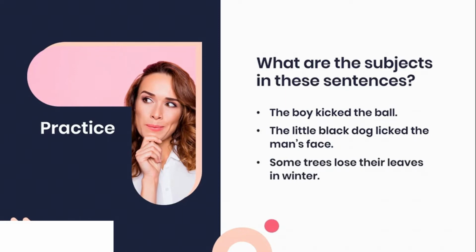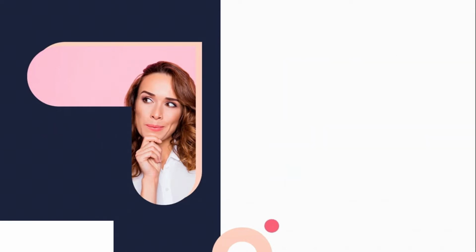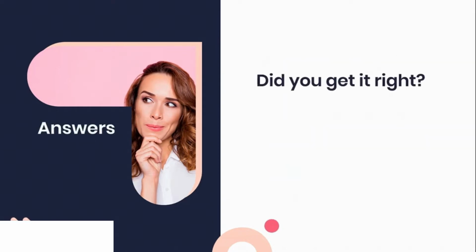Alright, great job. Let's see if you got it right. In the first sentence, the boy is the subject. Note that the subject is not just boy. The subject is the whole noun phrase, and the determiner and any other words like adjectives would form part of the noun phrase. The boy is the subject of the sentence because the boy performs the verb or action of kicking the ball. The boy is the one doing the action, and therefore it's the subject.